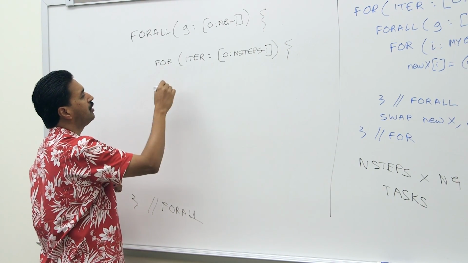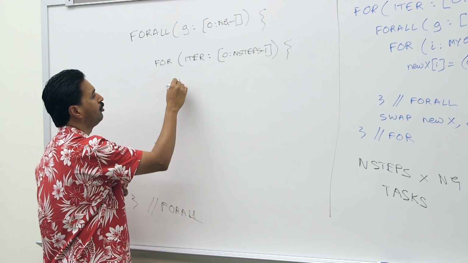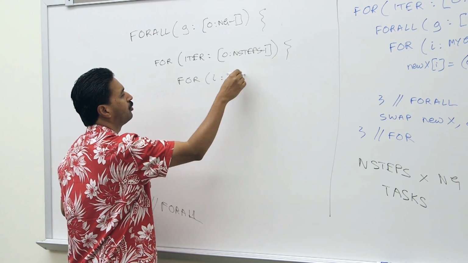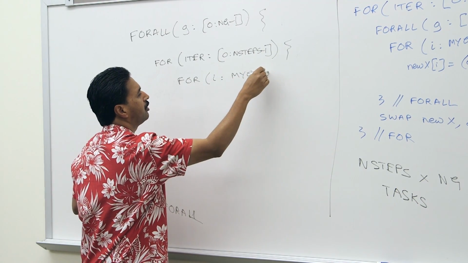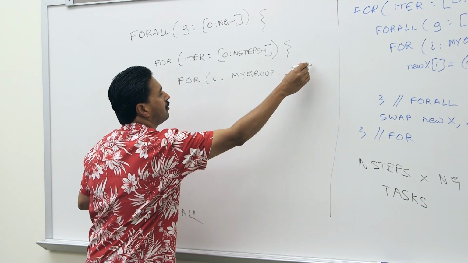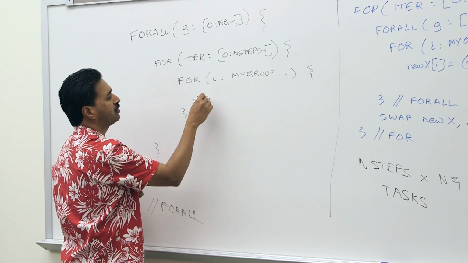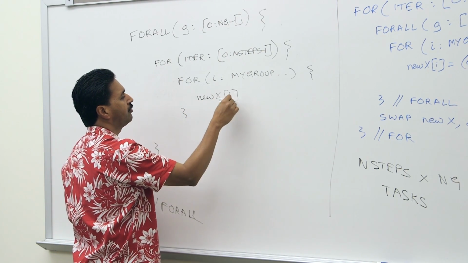And then within the iterative loop, we'll do the work for the group. That's exactly as before. So my group, and so on. And we will update new x sub i as before.